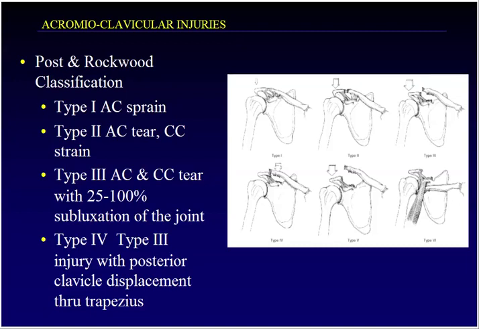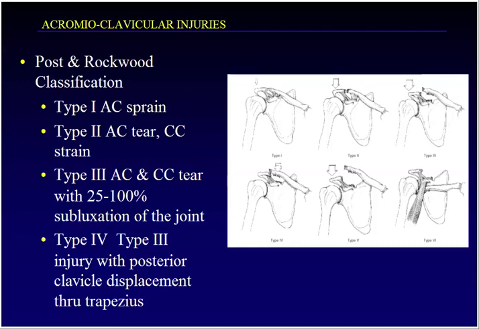Type 4s are ones where you have a type 3 injury where the clavicle is posterior displaced and basically herniated through the trapezius muscle. Those certainly need operative intervention. Type 5s are a type 3 injury where there's dramatic elevation of the clavicle by greater than 100%, up to 300%, where you can expect that the lateral end of the clavicle will be significantly prominent clinically and tenting the skin or even disrupted through the skin.